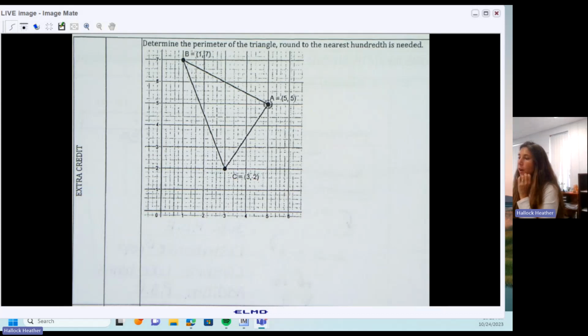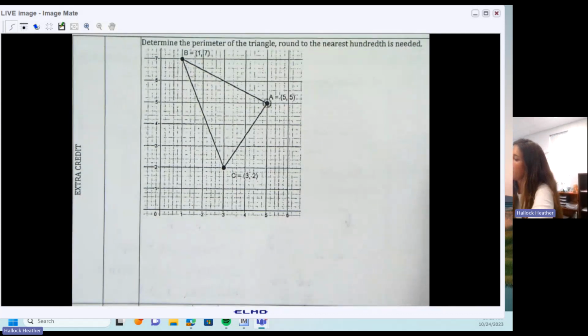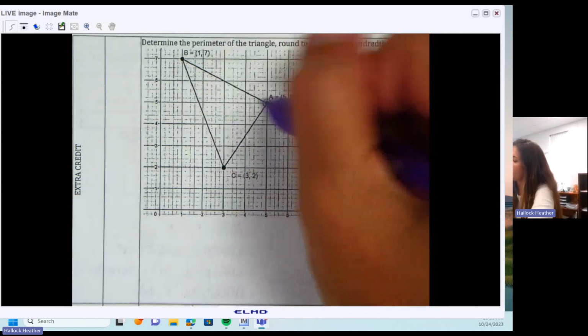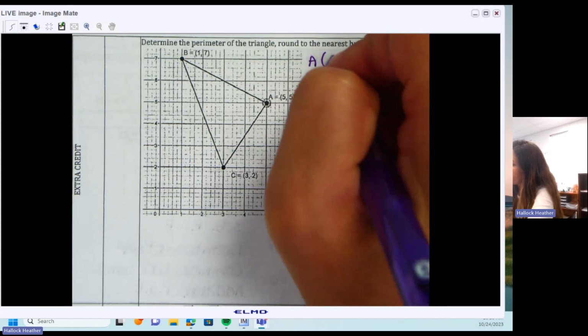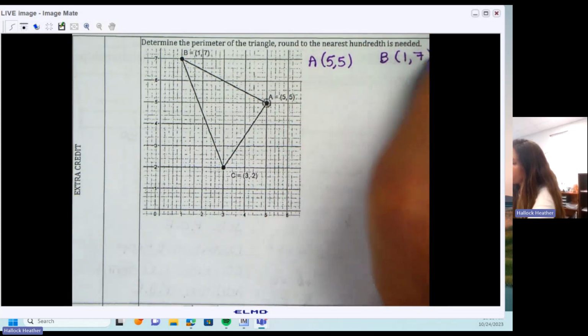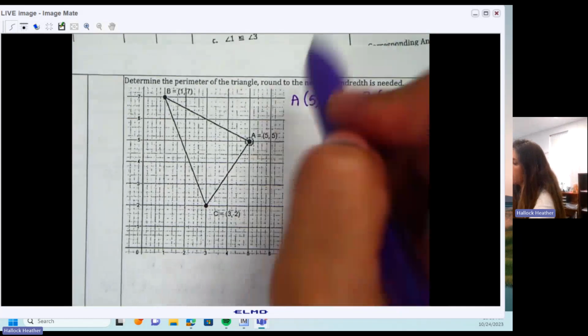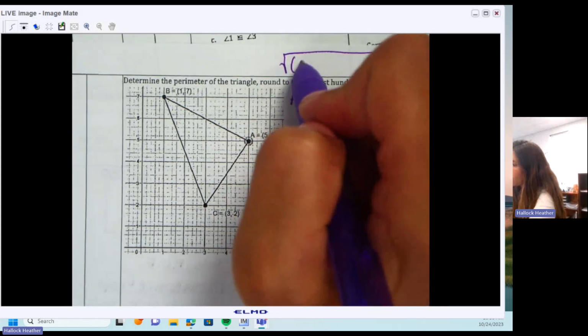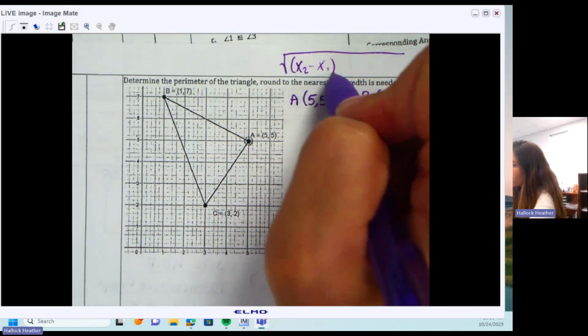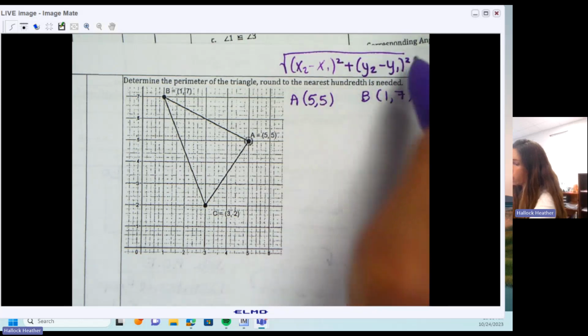This next one is extra credit. It's determining the perimeter around a triangle, rounding to the nearest hundredth if needed. So we have to find the length of each segment. I'll do A to B first. A is 5, 5, B is 1, 7, and I'm using the distance formula. I'll write it up top for you. The distance formula is the square root of x2 minus x1 squared plus y2 minus y1 squared.